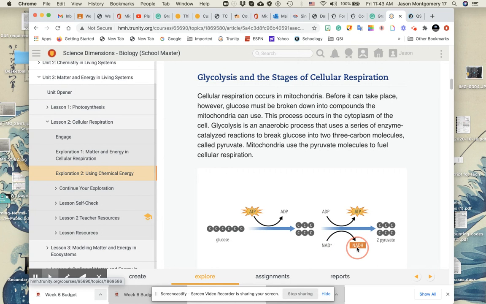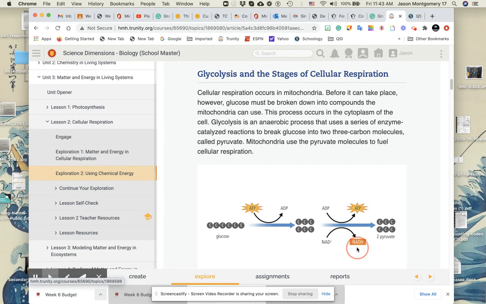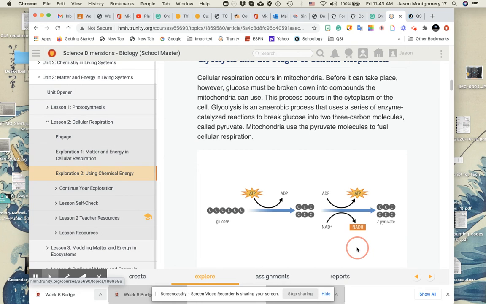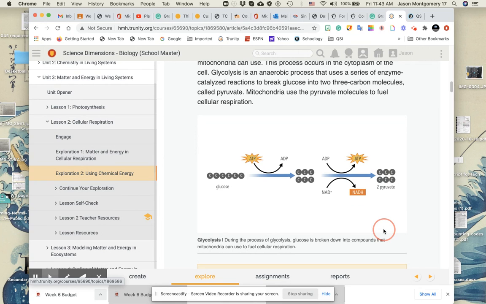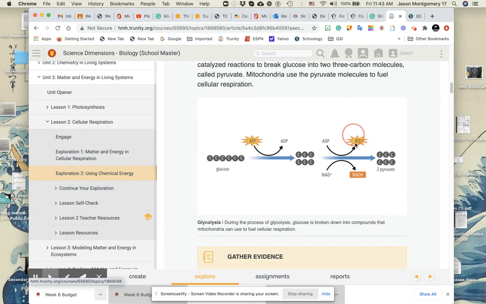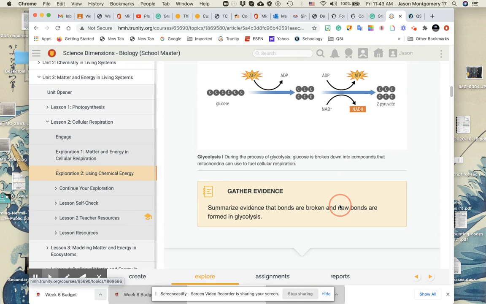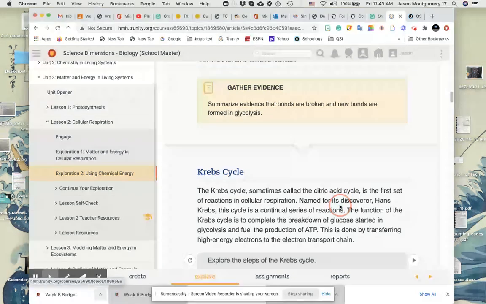Same thing with NADH. It's picking up some electrons there and hydrogen molecules from the water, and bada bing, bada boom. Next thing you know, you've got two pyruvates, okay? And so it's really important to know that this process is releasing ATP, right? So you've got to use energy to get energy. So that's how life works.